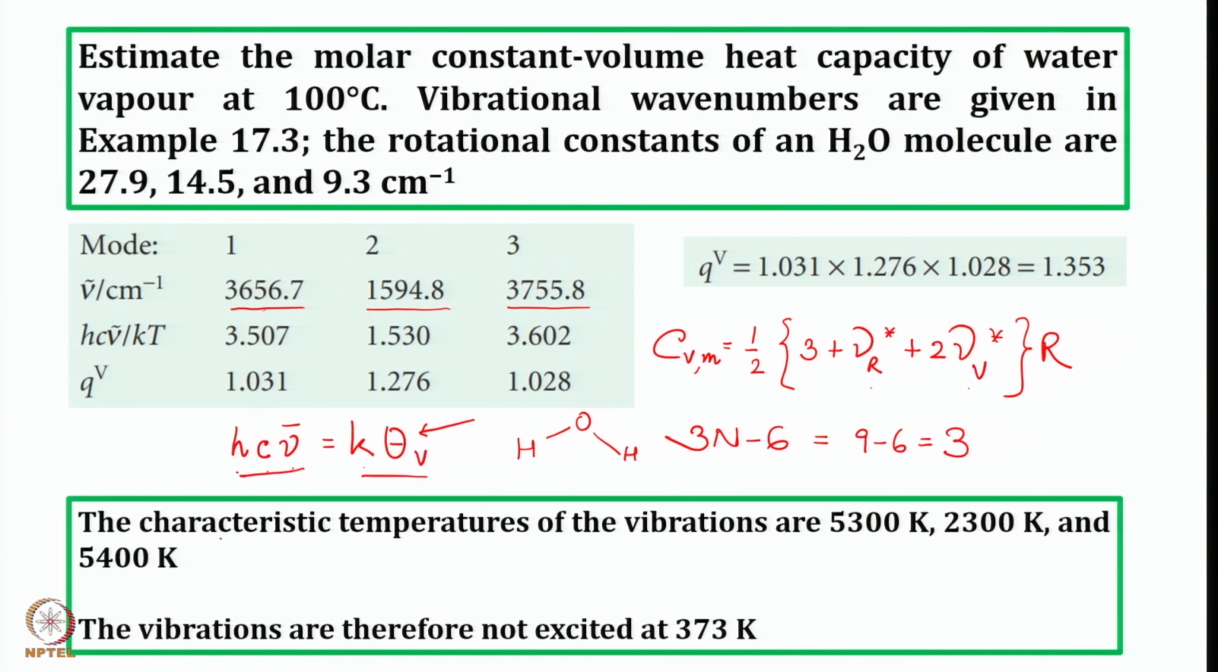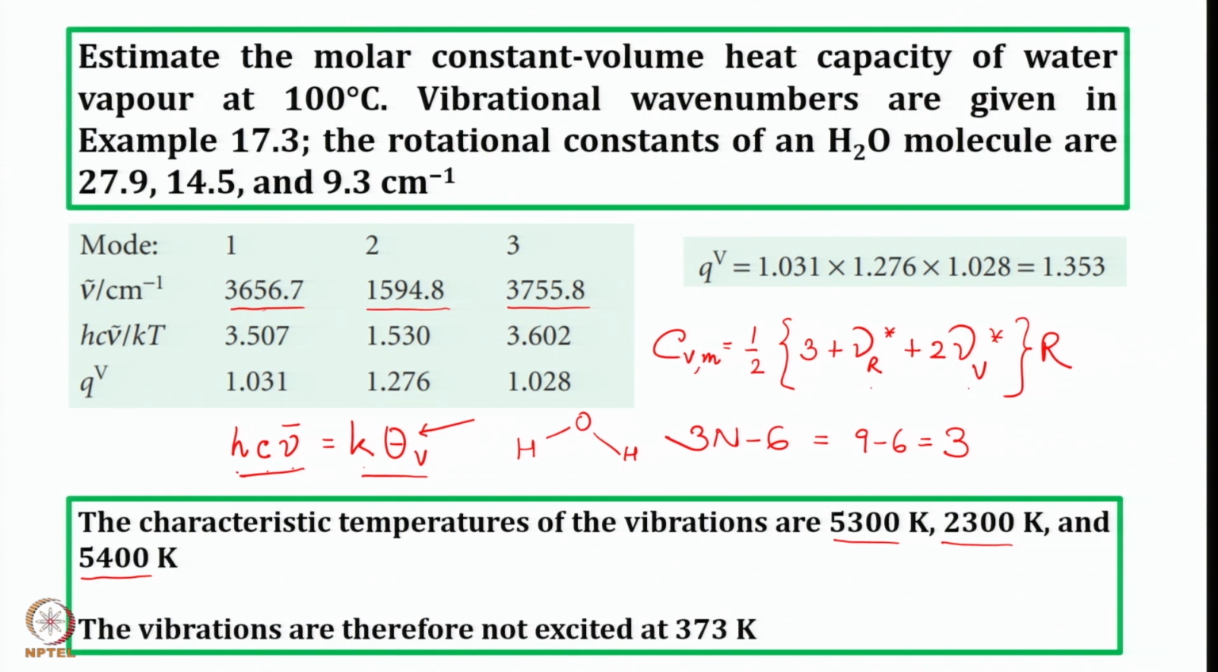The characteristic vibrational temperatures by this method turn out to be 5300, 2300 and 5400 Kelvin. These are roundabout figures. So, you see 5300 corresponds to 3656.7, and 5400 corresponds to 3755.8. The higher the value of wave number, the higher is the vibrational temperature.